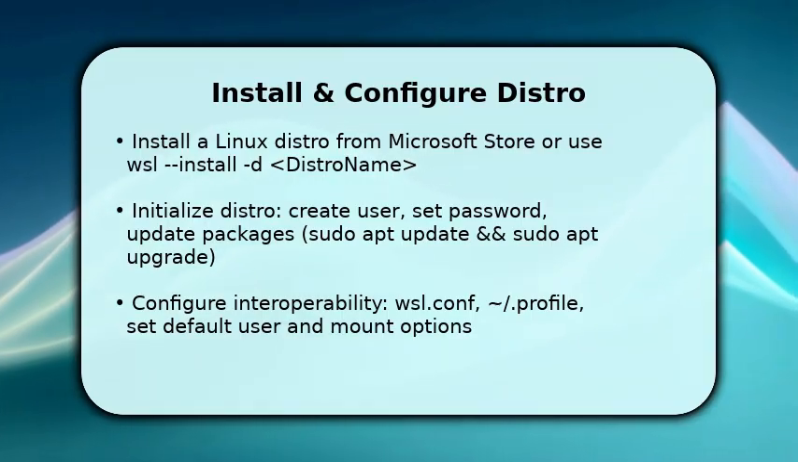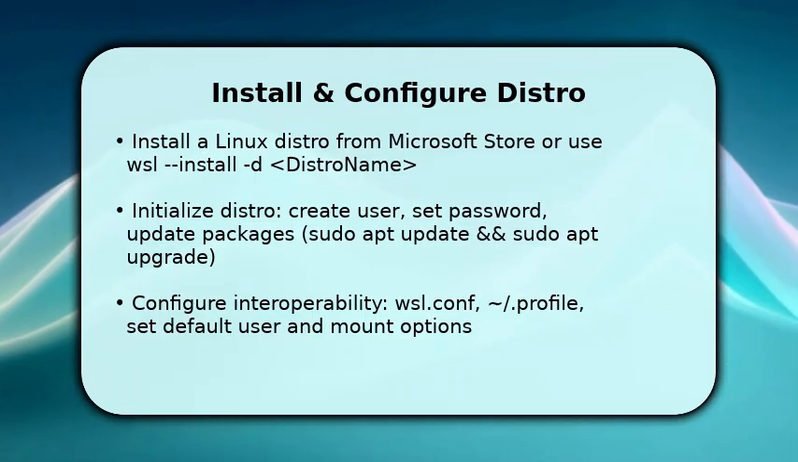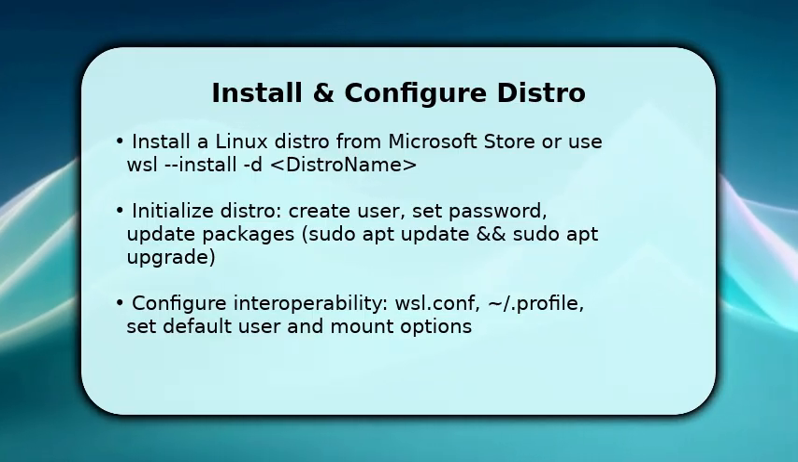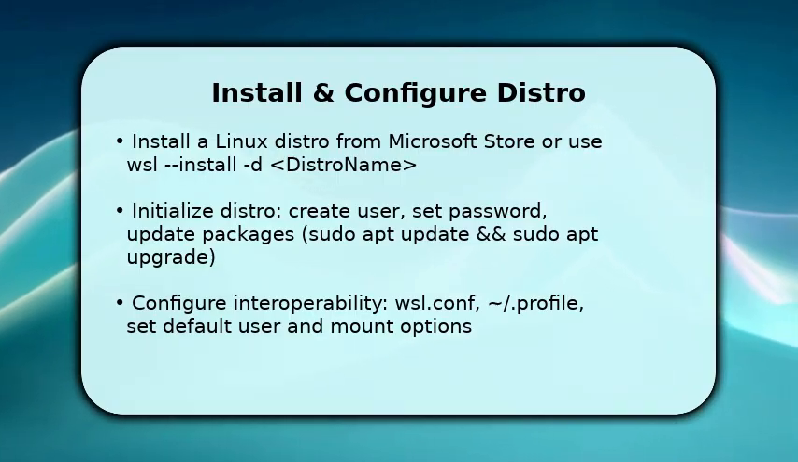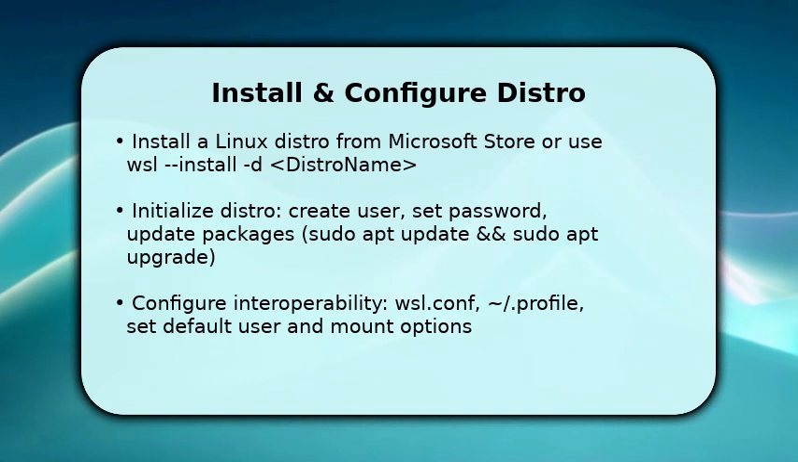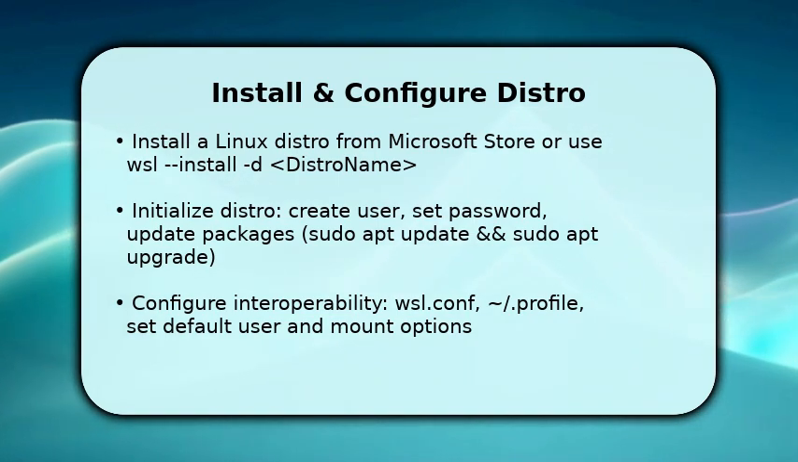Configure /etc/wsl.conf or your shell profile to control mounts, networking, and default user behavior. This is why we tweak settings, to ensure predictable path mapping and file permissions between Windows and Linux. Test by running a simple apt or uname command.